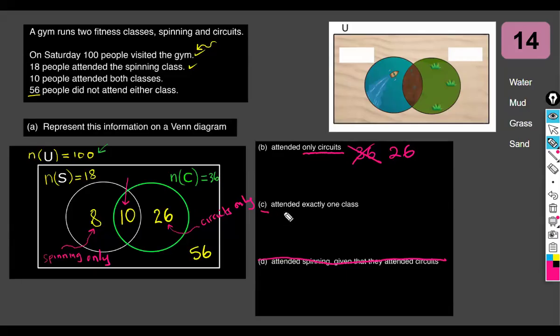And part C, how many of them attend exactly one class? These 8 people here only attend spinning, they only attend one class. And these 26 people only attend one class as well. So we add up the 8 plus the 26, and that will give you the total number of people who decide to only attend one type of class. They do not attend both classes. 8 plus 26 is 34.